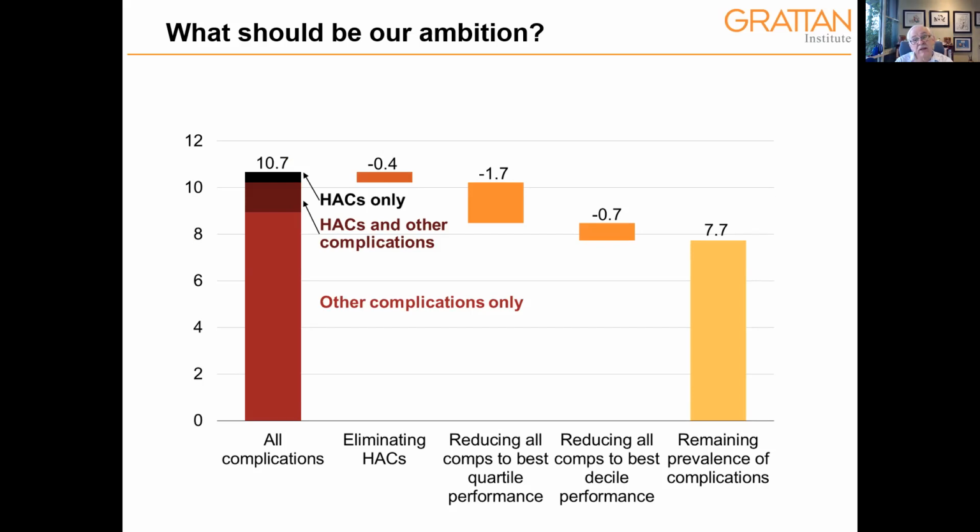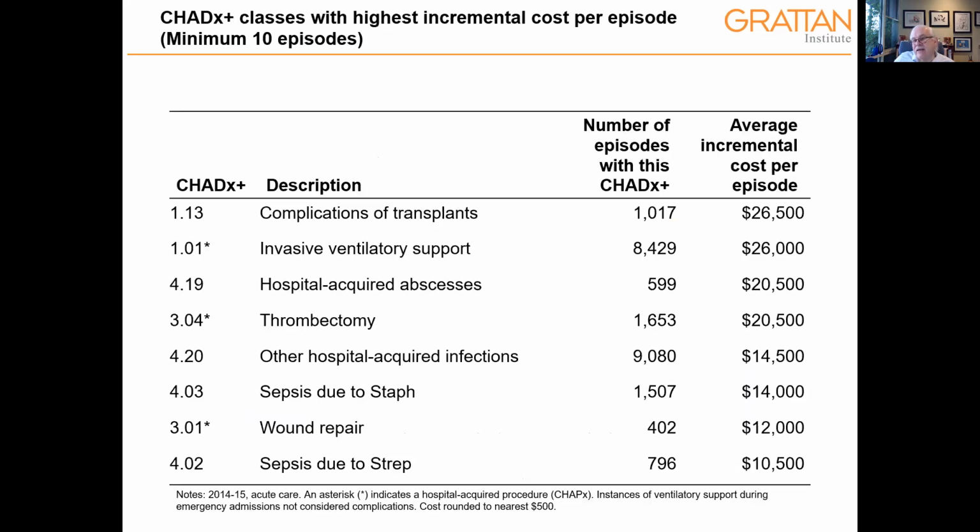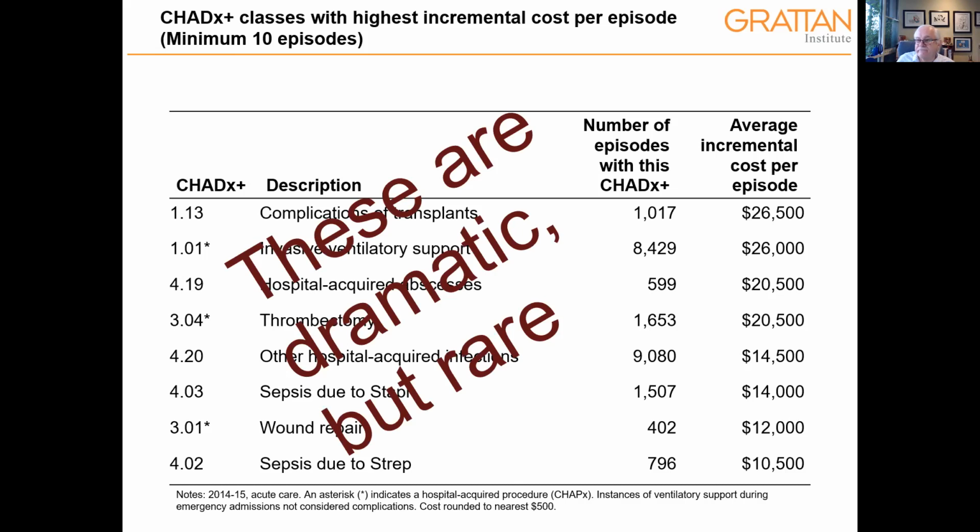Now, does that matter? Well, yes, it does, because these things cost money. So we got hold of the National Hospital Cost Data Collection. We had data on all the costs of patients admitted to the bigger public hospitals in Australia. And so we were able to estimate the average incremental cost if you had one of these present. Only 599 patients had a hospital-acquired condition in 2014-15, and that would have cost $20,000 for each of those patients. Really big money. Now, of course, these are dramatic, but they're very rare.